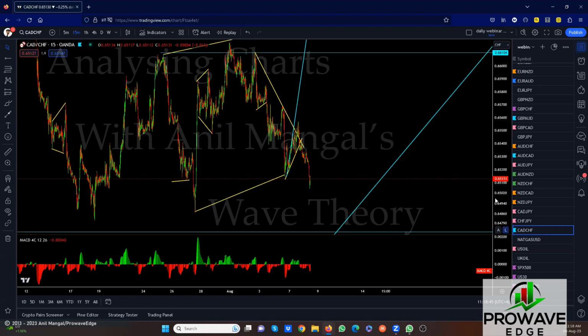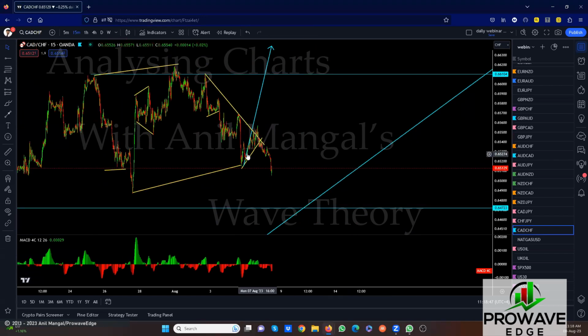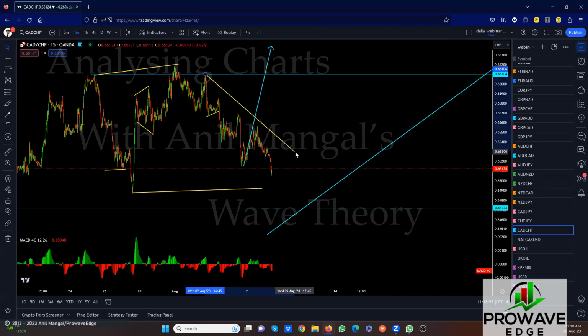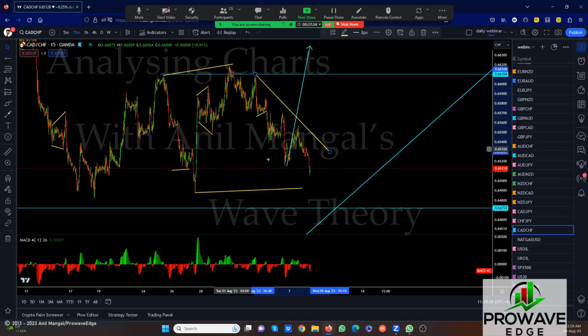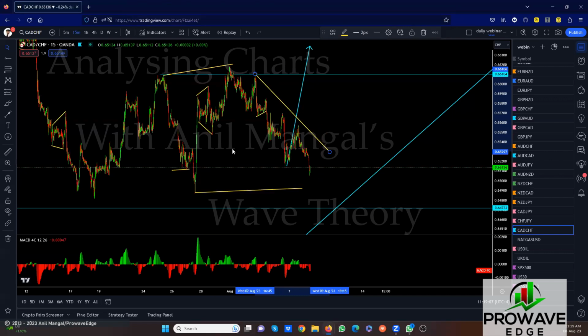CAD Swiss. Okay, this never went up. They're actually going deeper. It's coming down here, but I don't think that's all the correction. It's going to go back up. So let's wait for that buy setup.